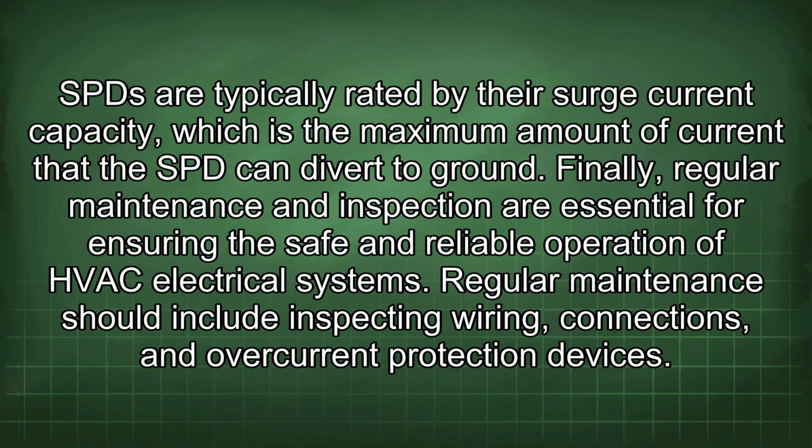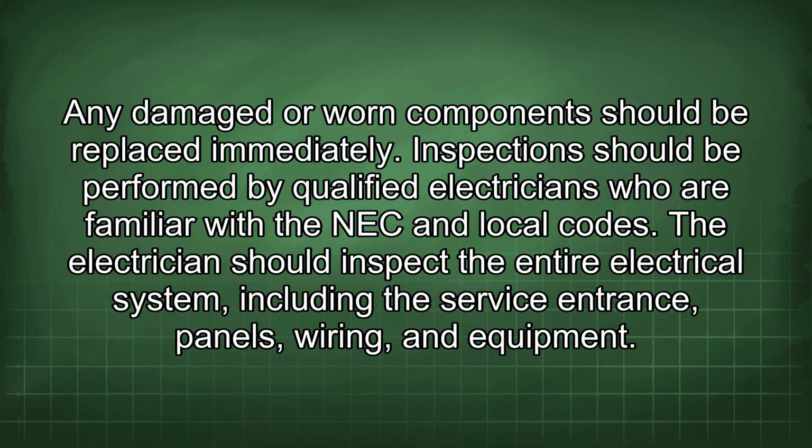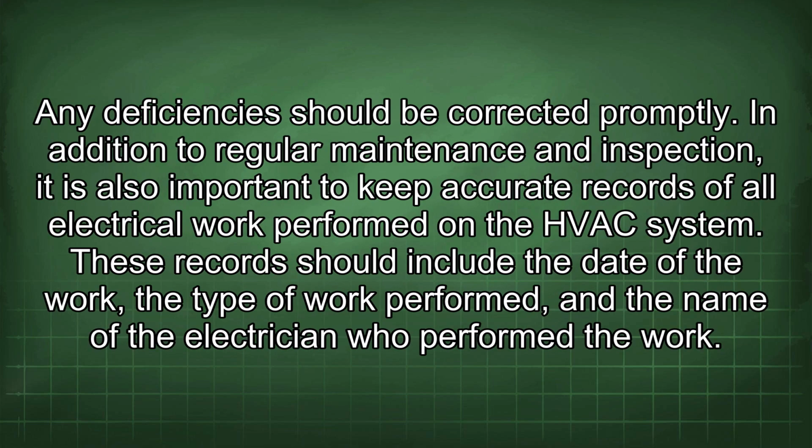Finally, regular maintenance and inspection are essential for ensuring the safe and reliable operation of HVAC electrical systems. Regular maintenance should include inspecting wiring, connections, and overcurrent protection devices. Any damaged or worn components should be replaced immediately. Inspection should be performed by qualified electricians who are familiar with the NEC and local codes. The electrician should inspect the entire electrical system, including the service entrance, panels, wiring, and equipment. Any deficiencies should be corrected promptly.